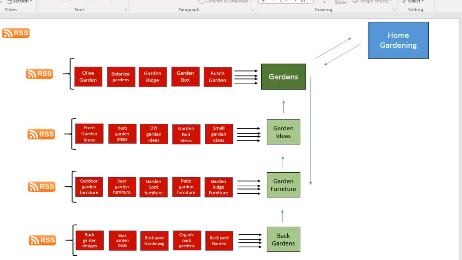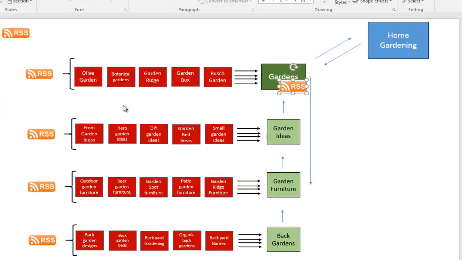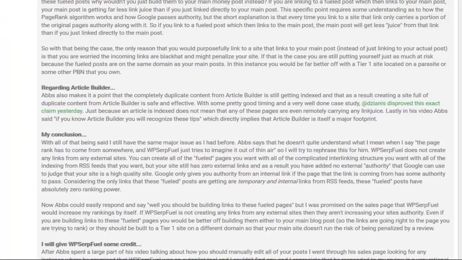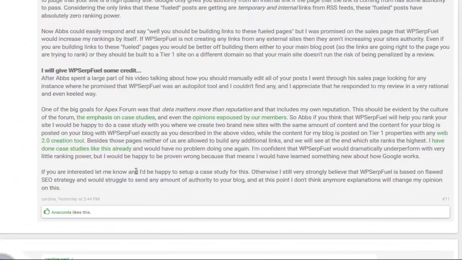If you have links being built to here all the time, and you're linking out to all of these, so let's say for example you don't build links to your fuel post, but you build links to your main page. When you're building links to your main page, you're automatically passing over the authority to these pages here. So everything's working in a nice circular silo manner. Exactly what we want.